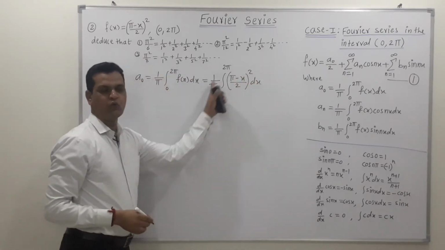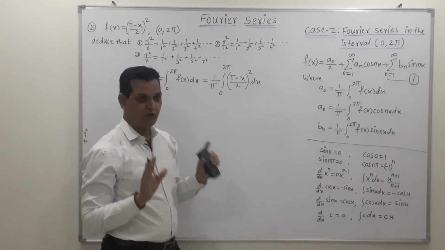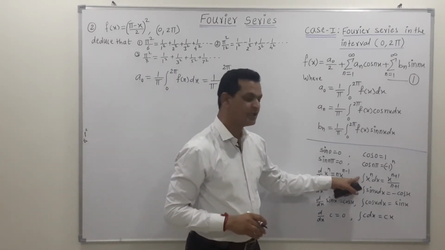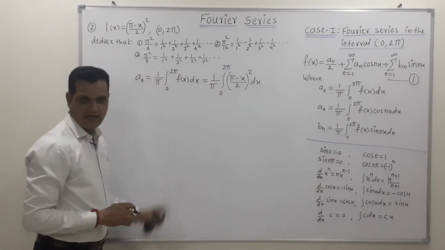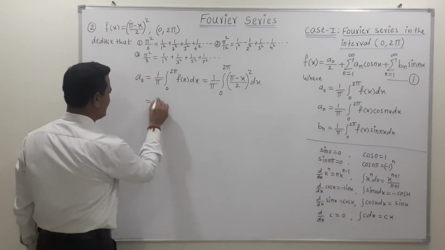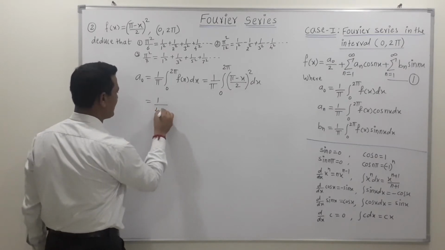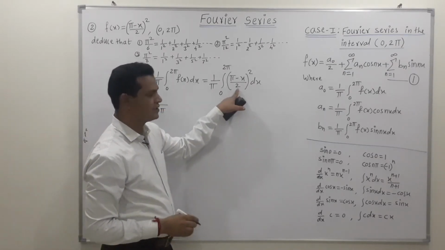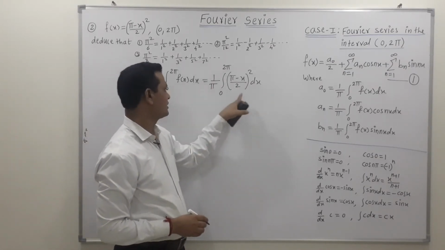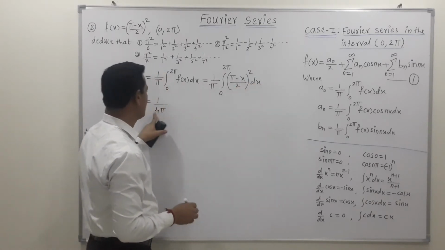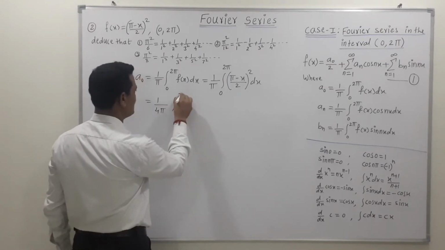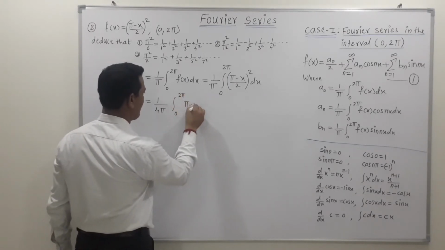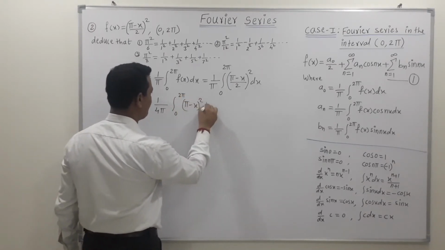Now friends, to find the answer to this question, this is the result which is mostly used to find the value of a naught. Now if we simplify this, if we take the denominator 2 outside the integration, then its square is there, so this becomes 4. So 4 pi, then integration 0 to 2 pi, then (pi minus x) its square dx.